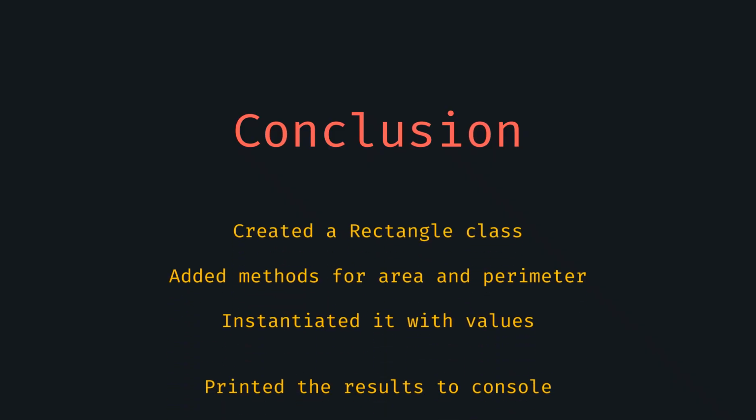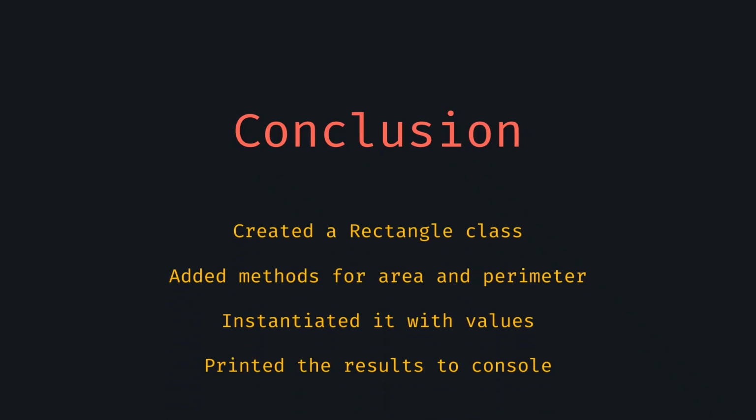And that wraps it up for today's class on rectangles in JavaScript. You now know how to model shapes using object-oriented design. You can expand this class to include more features like diagonal or type.